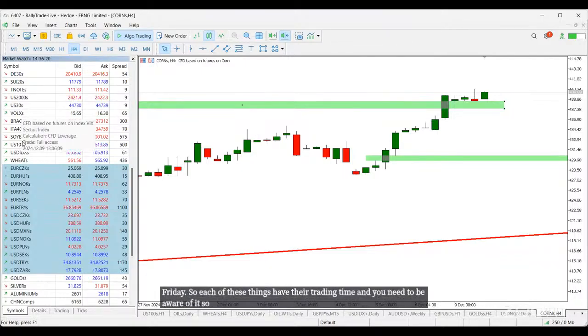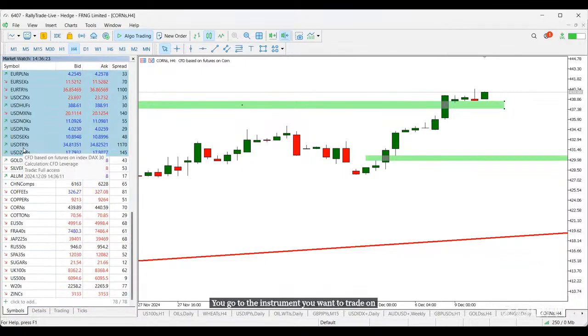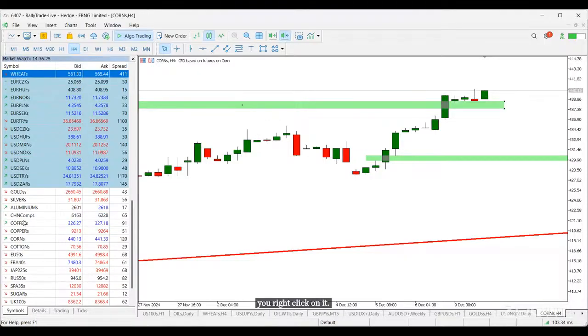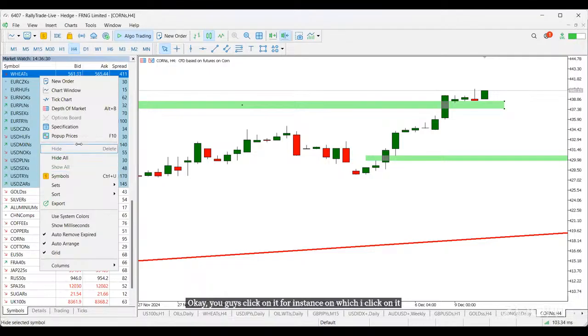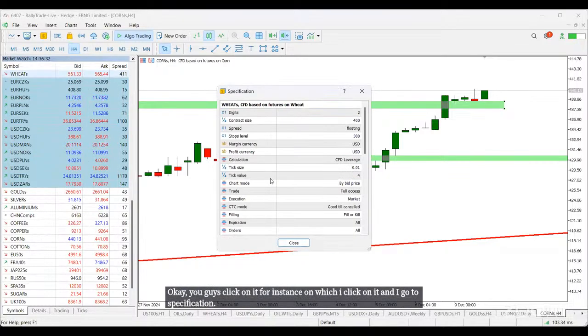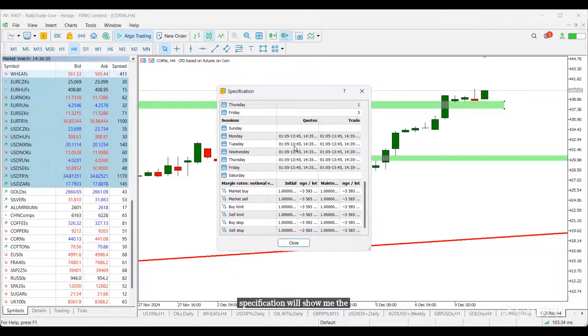So you go to the instrument you want to trade on, you right click on it. For instance, on wheat, I right click on it and I go to specification. Specification will show me the open and close period of this market, from 1:05 to 1:45. Then it closes by 1:45 in the afternoon and opens again by 2:35, and then it starts trading from that point.